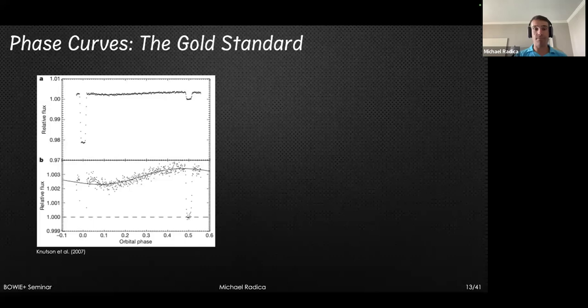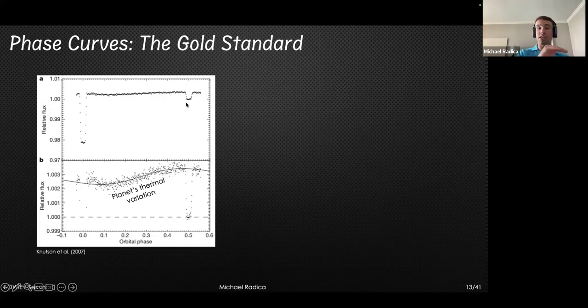And the first time that we tried to do this was with HD 189, I believe, from Heather Knutson in 2007, right? And this is an example of a phase curve that we would see with Spitzer. We see on the top panel the full phase curve, and the bottom is zoomed in so that we can see the planet's thermal variation. So at phase 0, we have the deep planetary transit. Phase 0.5, we have the eclipse. And then in between those, we see that sinusoidal variation in the planet's thermal emission as more of the day side rotates into view.